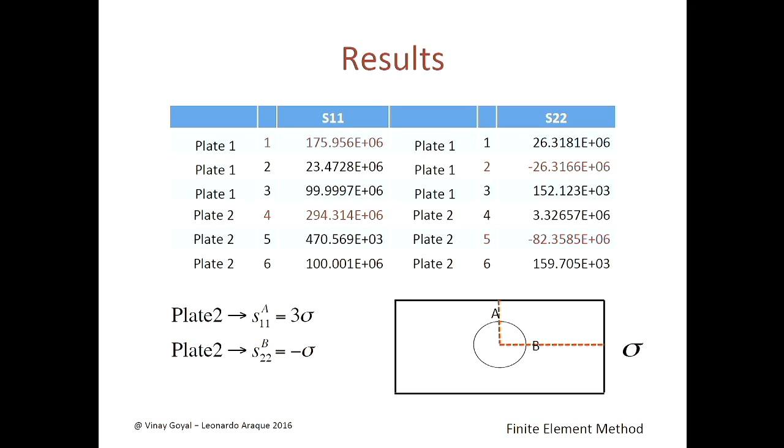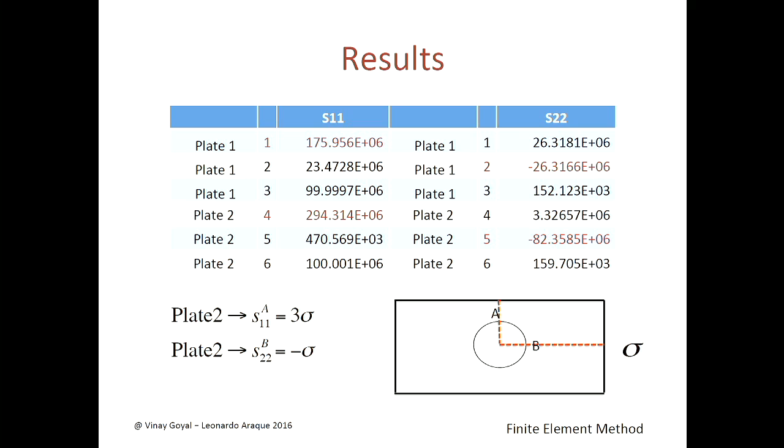And you can see that for the first plate, we should expect that the stress S11 at the A location, what it means here, would be 3 times the remote stress. This is based on the elasticity theory, right? But it doesn't happen for the first plate. But it happens for the second plate. Look at this. Node number 4 for the second plate.